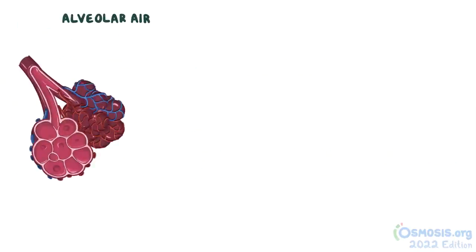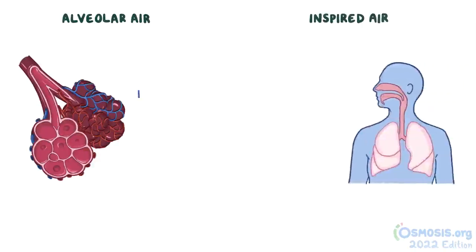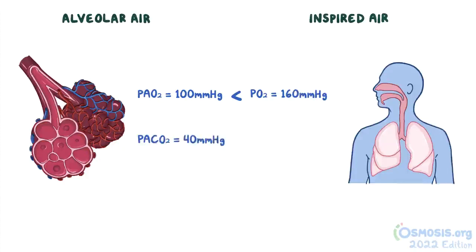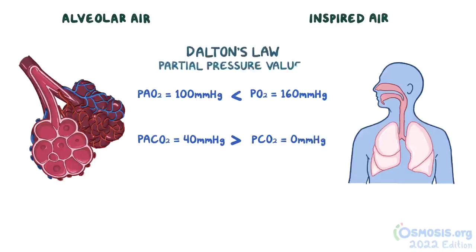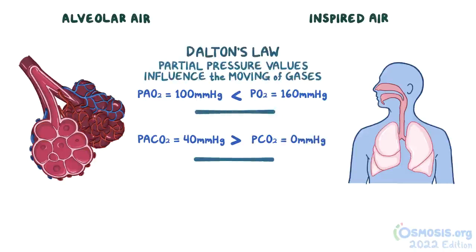In alveolar air, the values for partial pressure of oxygen and partial pressure of carbon dioxide are changed substantially when compared with inspired air. Partial alveolar pressure of oxygen is 100 millimeters of mercury, which is less than the partial pressure of oxygen in inspired air, which is 160 millimeters of mercury. And partial alveolar pressure of carbon dioxide is 40 millimeters of mercury, which is greater than the partial pressure of carbon dioxide in inspired air, which is close to 0 millimeters of mercury. So according to Dalton's law, these partial pressure values influence the moving of these gases, meaning they will move from an area of high concentration to an area of low concentration.